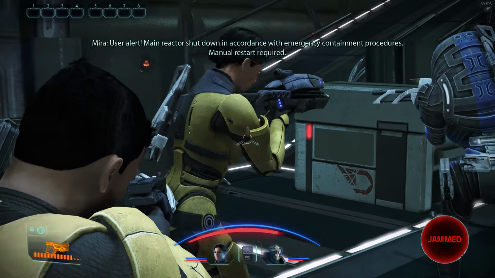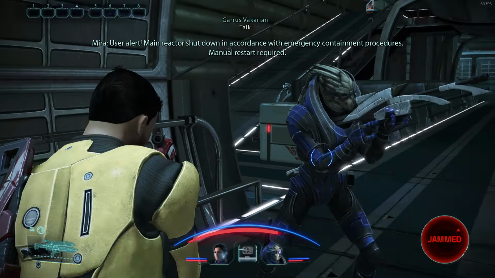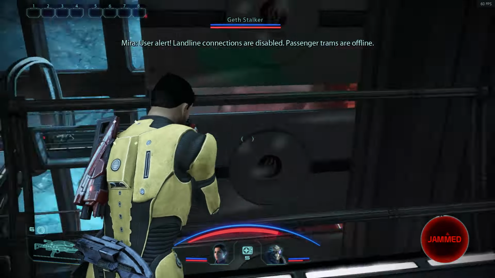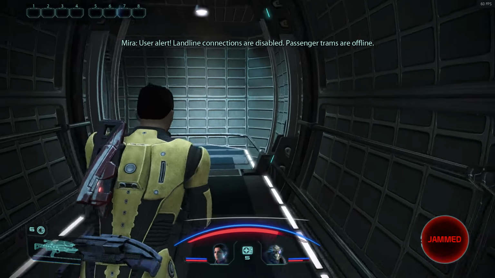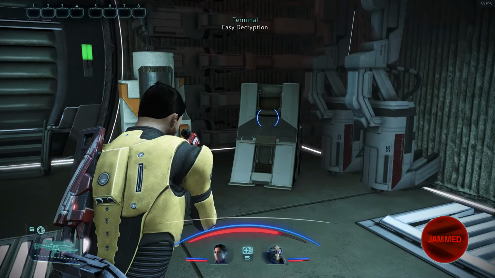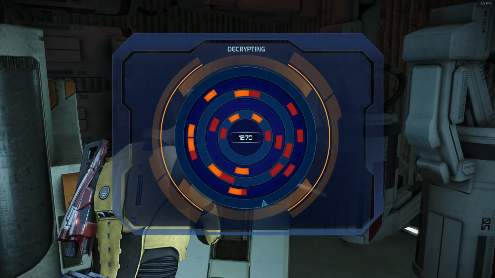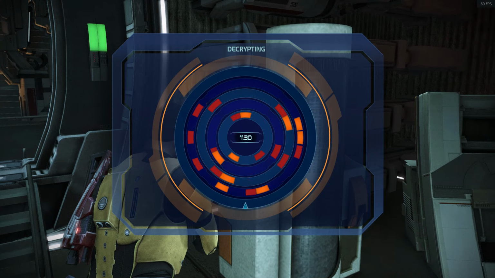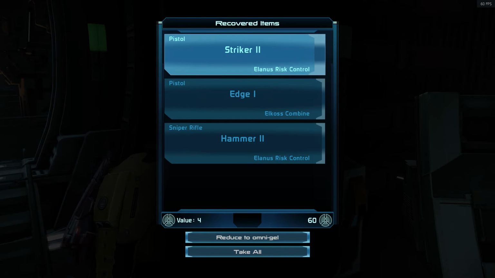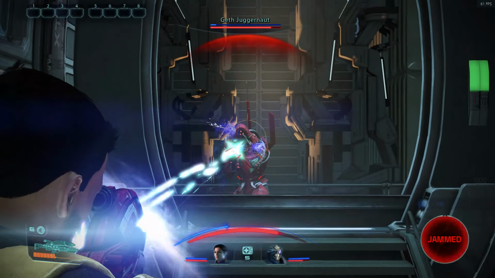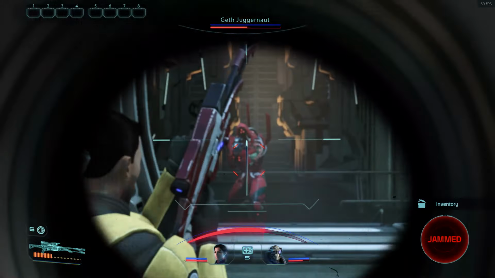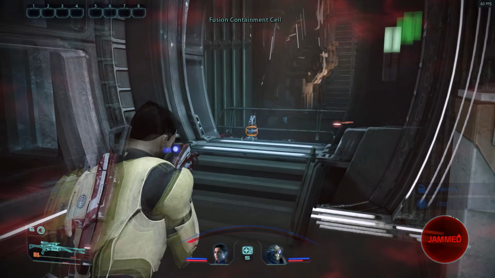Reactor shut down in accordance with emergency containment procedures. Manual restart required. User alert. Landline connections are disabled. Passenger trams are offline. Good to go.